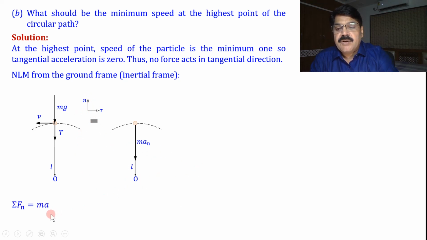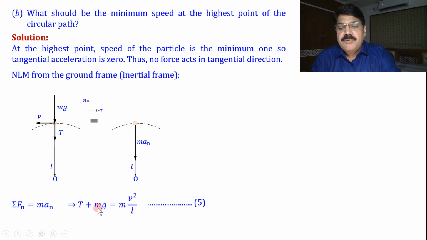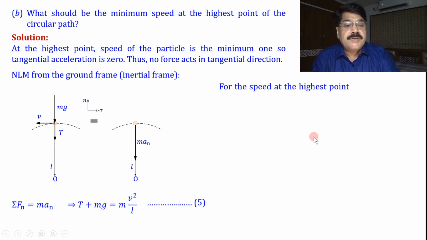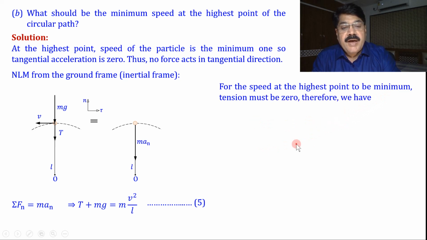So summation Fn is equal to m a_n. What can you write here? mg plus T is equal to m a_n, or T plus mg is equal to m a_n. And for a_n we can write v square by L. So T plus mg is equal to mv square by L. Now from this equation, the things are very clear. mg is constant, so for different values of v, the T will be different, and for minimum value of v, T should be 0. And in this way, we can calculate the minimum speed at the highest point. For the speed at the highest point to be minimum, tension must be 0. Therefore, if you equate to 0, we can find minimum speed at top point.